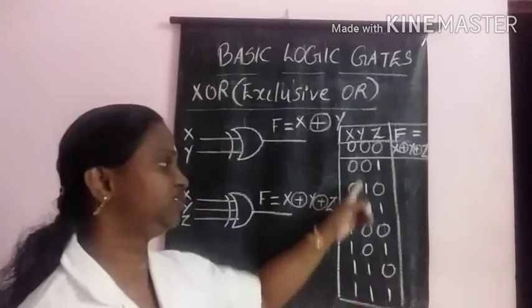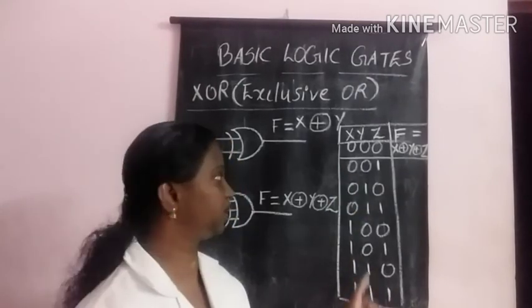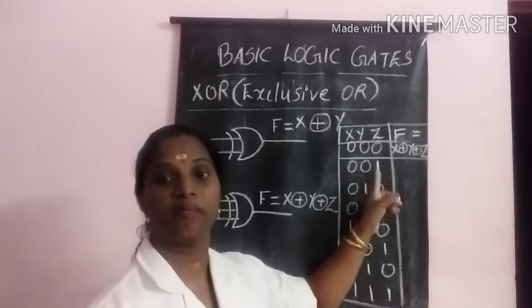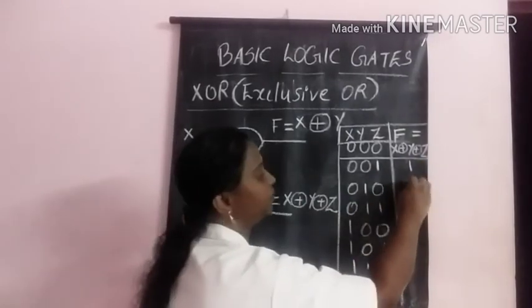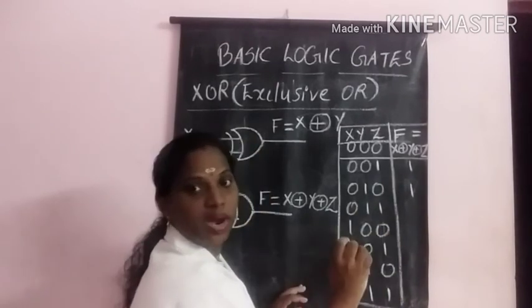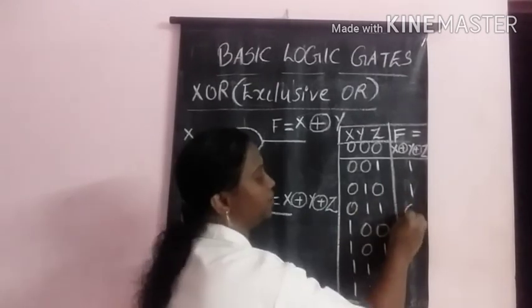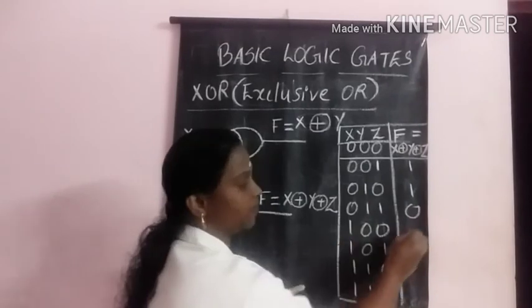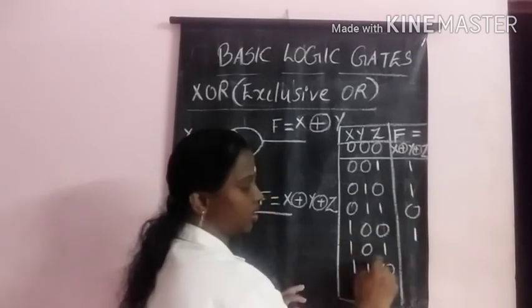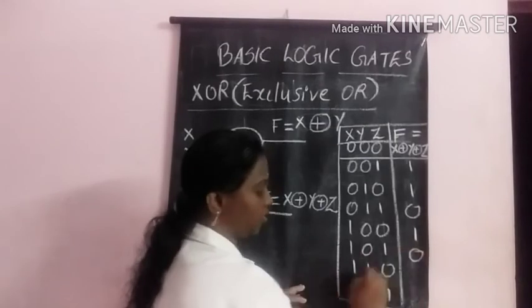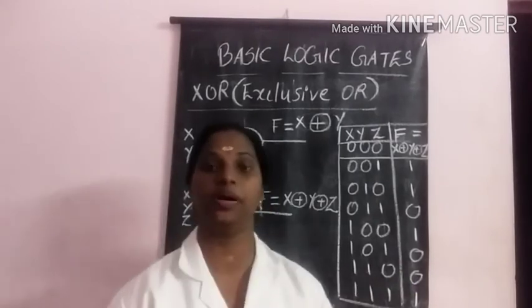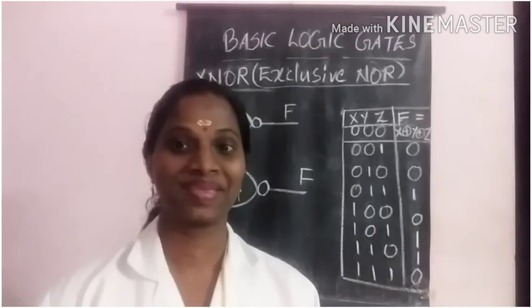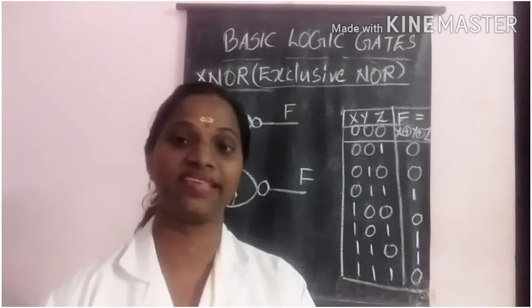So this is the truth table for the XOR gate. Here we have one 1, and 1 is an odd number, so the output is high. Here also one 1, so output high. Here two ones, it's an even number, so the output is 0. Here one 1, output 1. Here two ones, output 0. Here two ones, output 0. Here three ones, 3 is an odd number, so the output is 1. Clear?